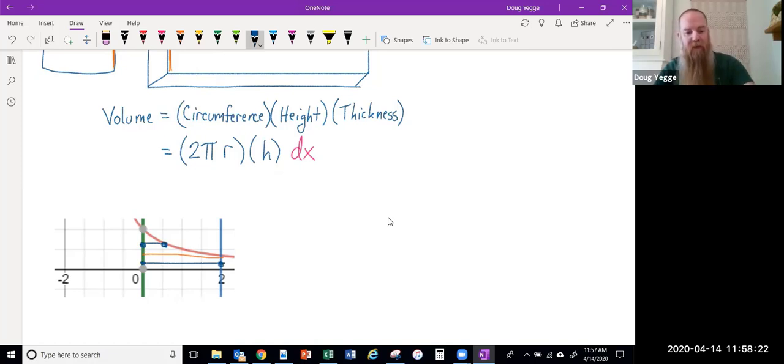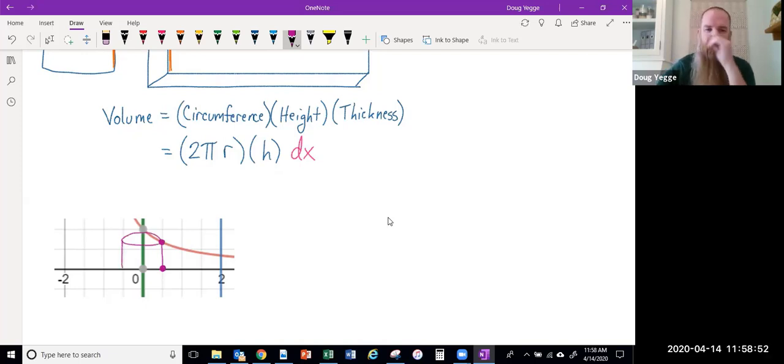This is where the shell method can be beneficial because we don't have to do that. Instead, let's get each of our radii to now be vertical. Each of our rectangles to now be vertical. And when I rotate this around, it's going to create this shell, and I'm going to create a bunch of those shells.